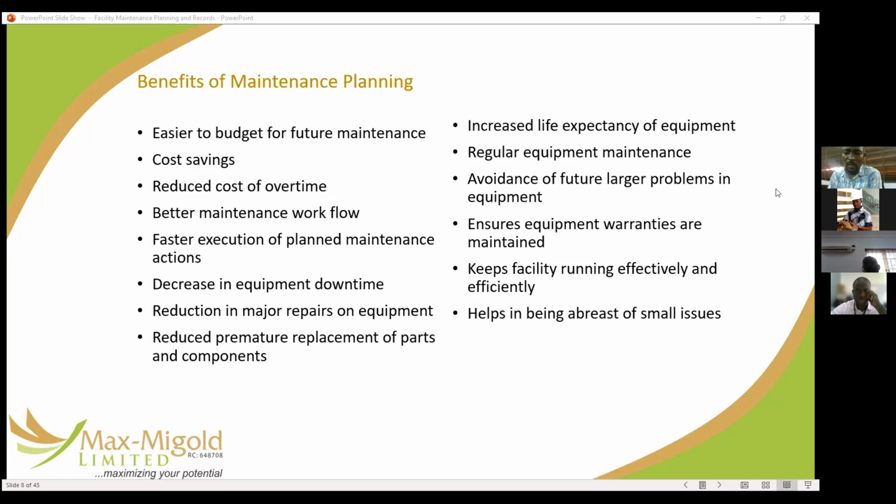So it ensures that equipment warranty is maintained, because you have the detail of the equipment. So when there is need for you to claim warranty on spare parts, you know where to go and who to contact. It keeps the facility running effectively and efficiently. It also helps you stay abreast of small issues. So before the issue even snaps, you're already at the point of getting it resolved, because you give your equipment close contact and close monitoring.